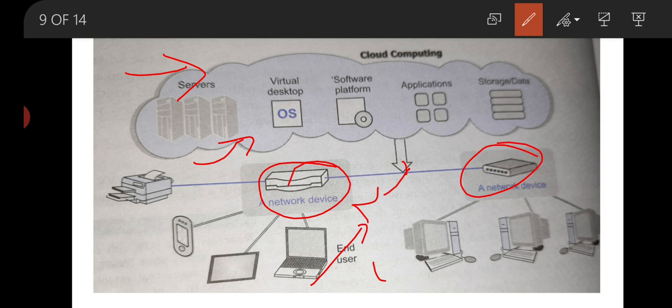Now if you are using these services, then you are the end user, and you are asking for your uploaded data from the internet. You generate a request, the device passes your request to the cloud, and you can access the data from the cloud. This mechanism is called cloud computing. That means the computation or storage of data on the internet is called cloud computing.